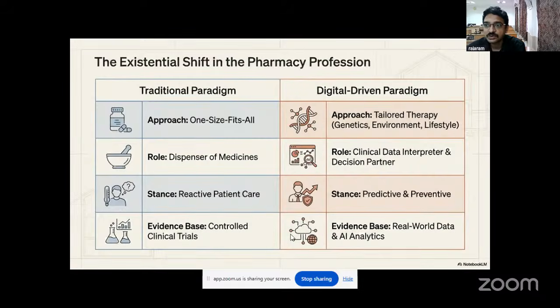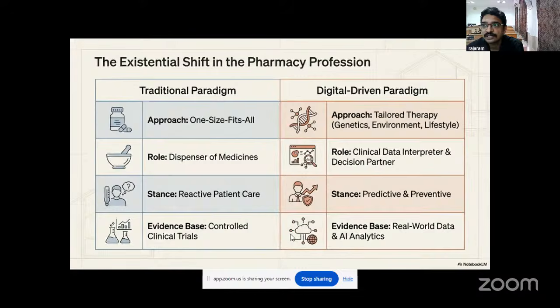We can see these two particular subsections have been added to transform the basic traditional paradigm into a paradigm shift to a digital-driven system. The first one you can see, in the traditional system, the approach to the subjects previously was one size fits all. We used to teach students the same pharmacological methods, the same pharmacy practice methods for all patients, and different methods to take their feedback and generate data.